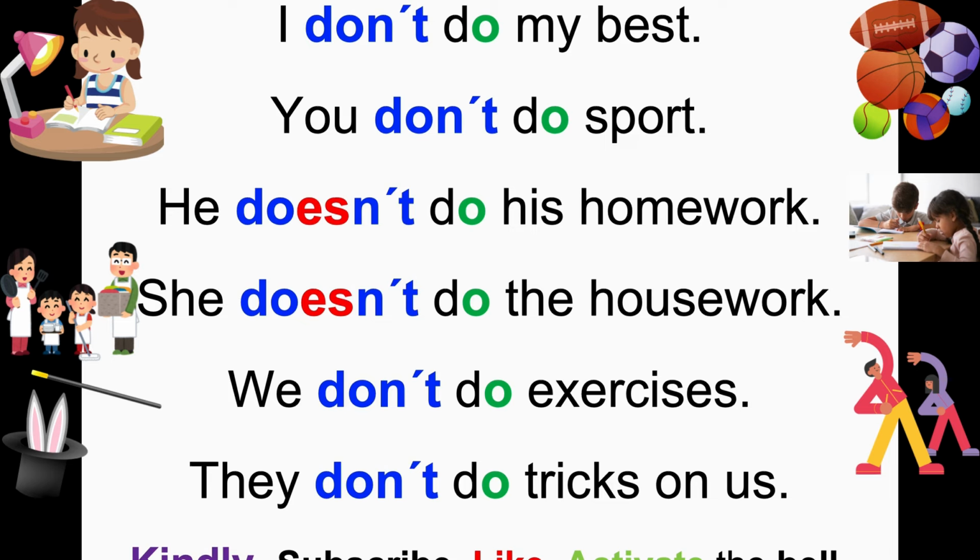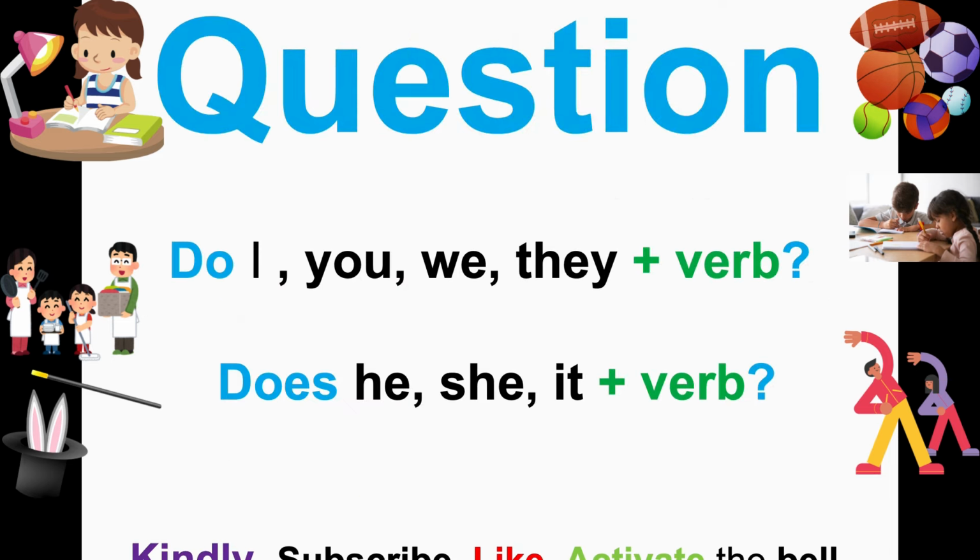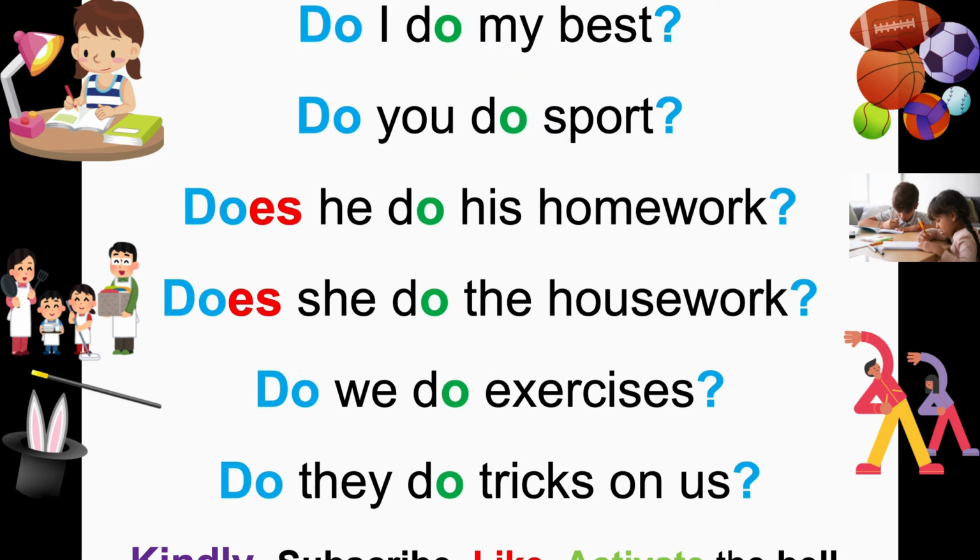Let's go to the question form. Do I do my best? Do you do sport? Does he do his homework? Does she do the housework? Do we do exercises? Do they do tricks on us? As you see, the verb with all pronouns doesn't change. But you need to write does with he and she in the question.